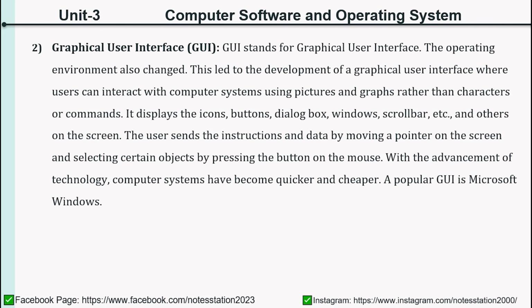The user sends instructions and data by moving a pointer on the screen and selecting certain objects by pressing the button on the mouse. With the advancement of technology, computer systems have become quicker and cheaper. A popular GUI is Microsoft Windows.